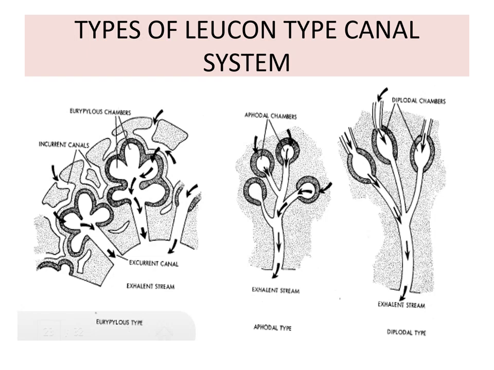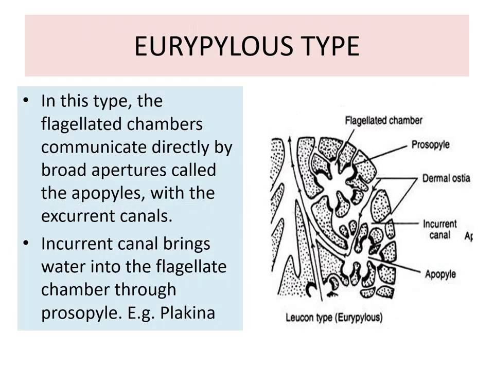Both the prosopyle and the apopyle are elongated to form tubes. That is, diplodal means two tubes are present, right? So the water goes from the dermal ostia to the prosopyle, which is now known as prosodus, to the incurrent canal, then to the flagellated chamber, then the apopyle, now known as aphodus, and then to the excurrent canal and to the outside. Now one by one we'll discuss this.